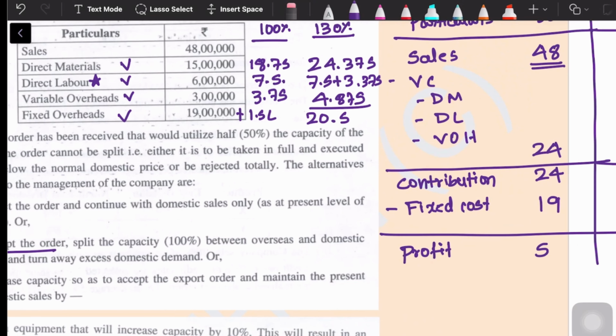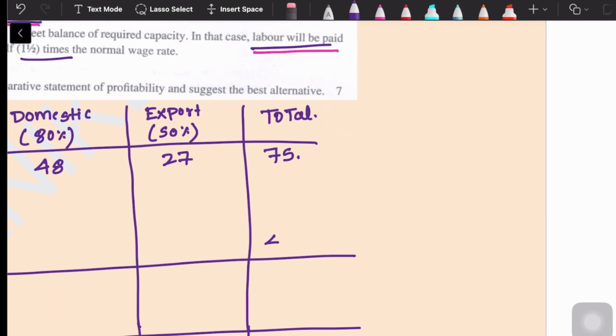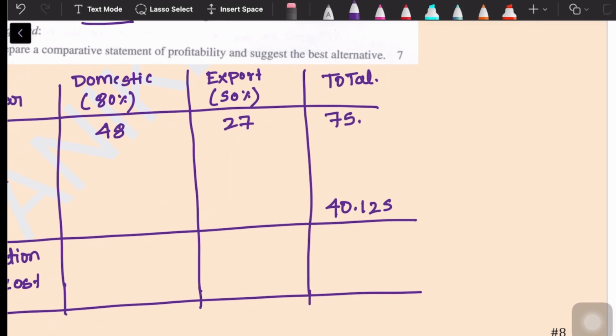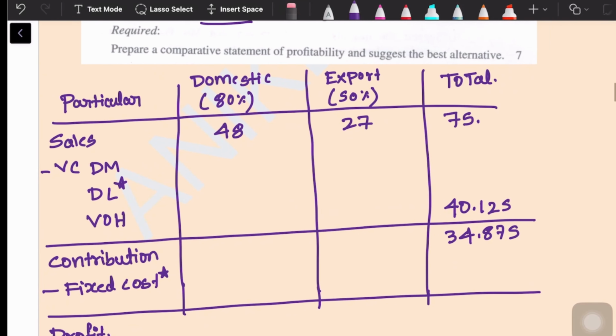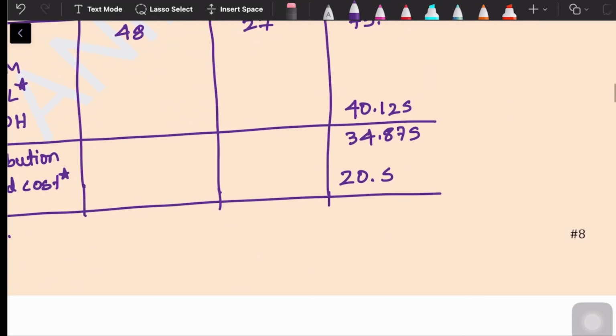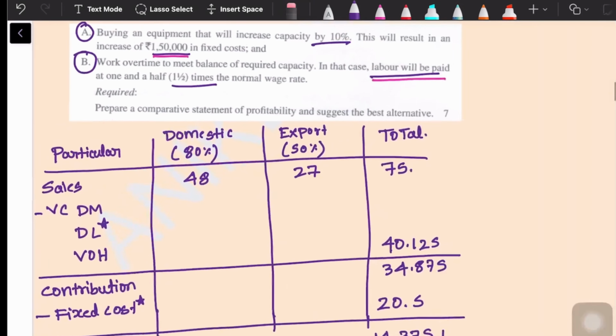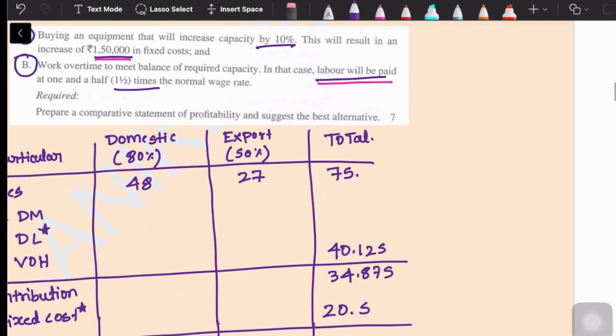So all this column I can directly take in the total column instead of splitting them between domestic and export. So my total variable cost is 40 lakh 0.125. So that means my contribution is 34.875. Now fixed cost also there is an increase. So I will take the new value 20.5 lakh. So that will give me a profit of 14.375 lakh.